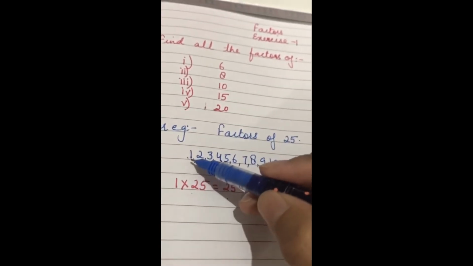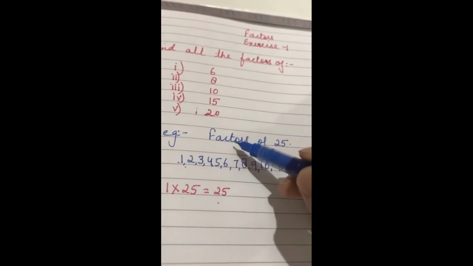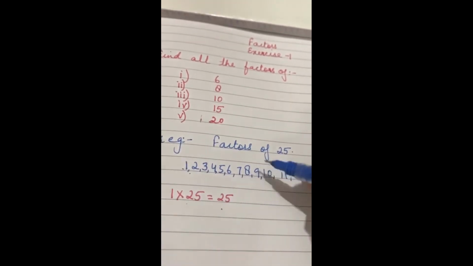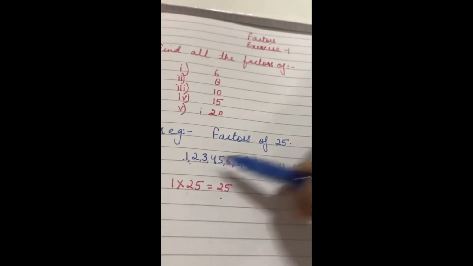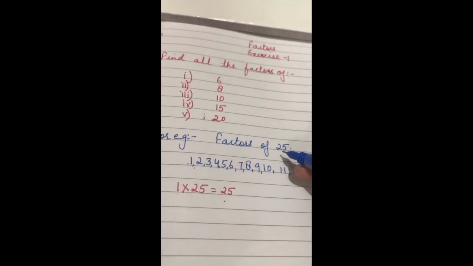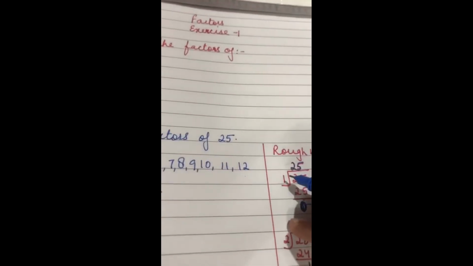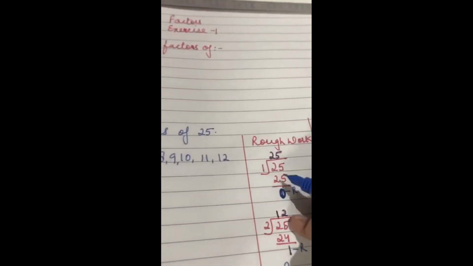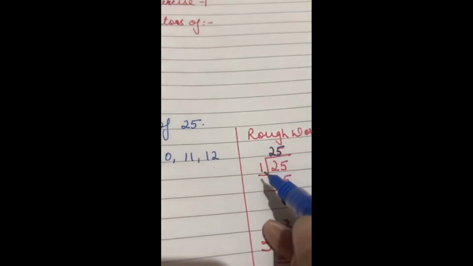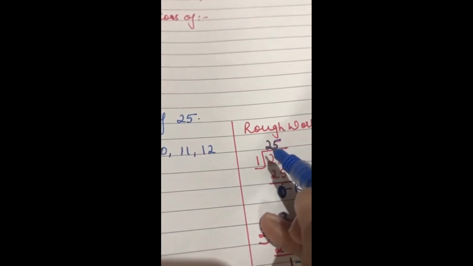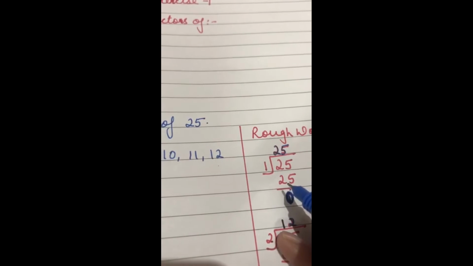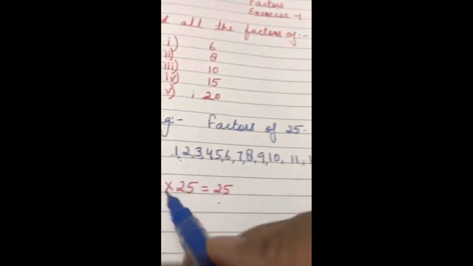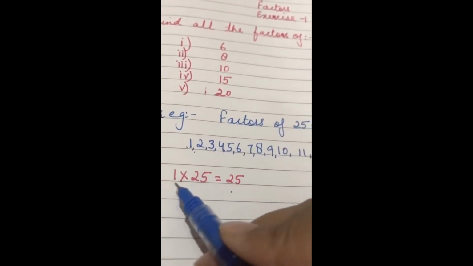Now we will start with 1. To find out whether a number is a factor of any number, we will simply divide that number by the digit. Suppose I ask, is 1 a factor of 25? How will you find out? You will divide 25 by 1. 1 into 25 gives 25, and the remainder is 0. So 1 is a factor of 25.